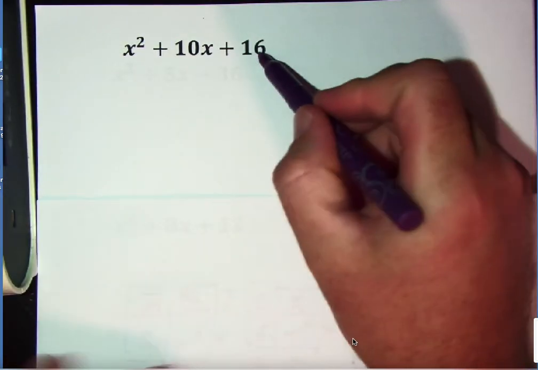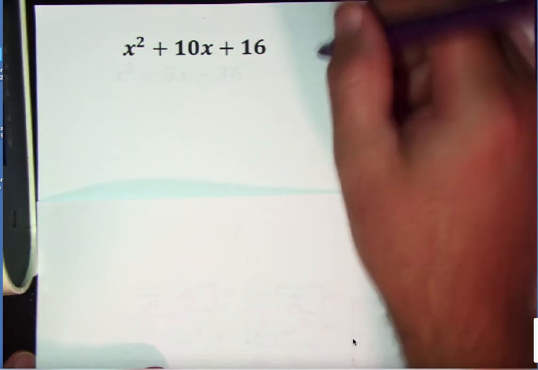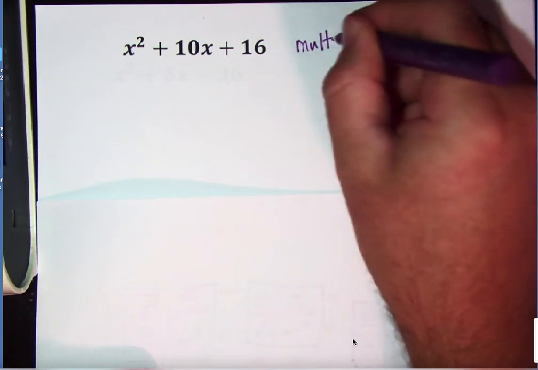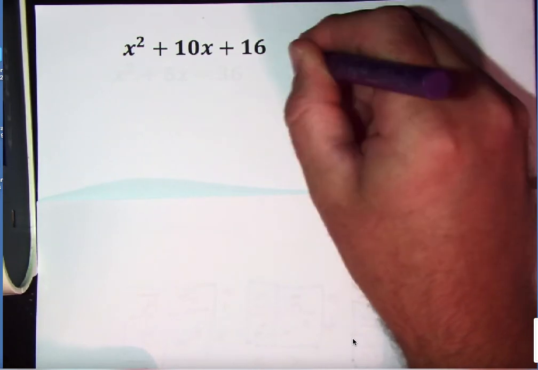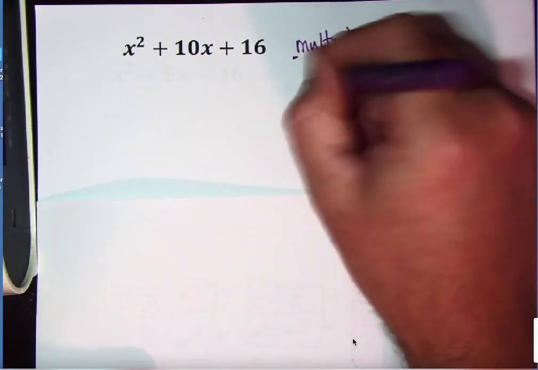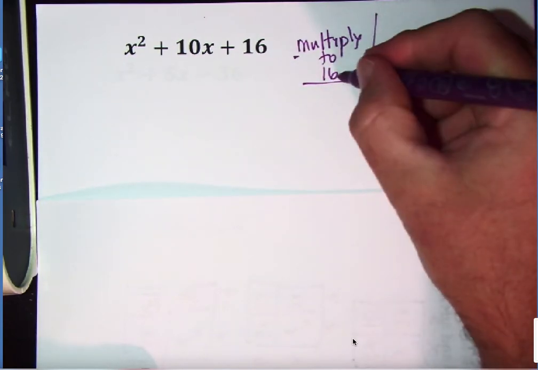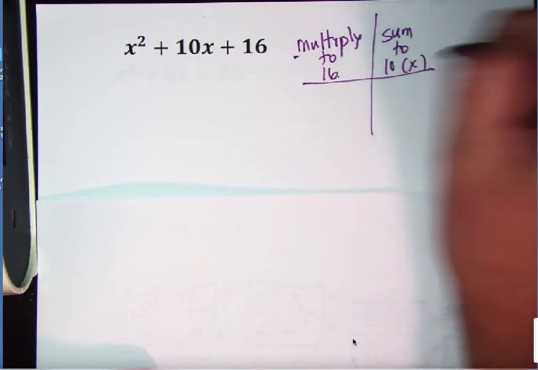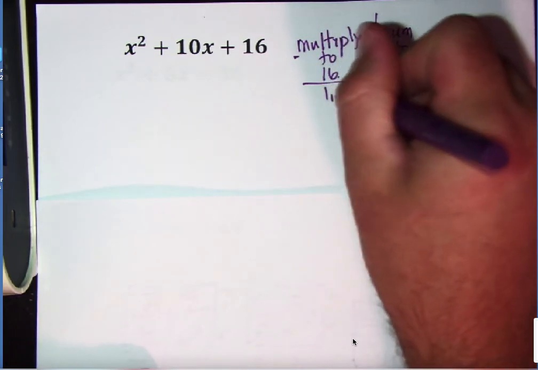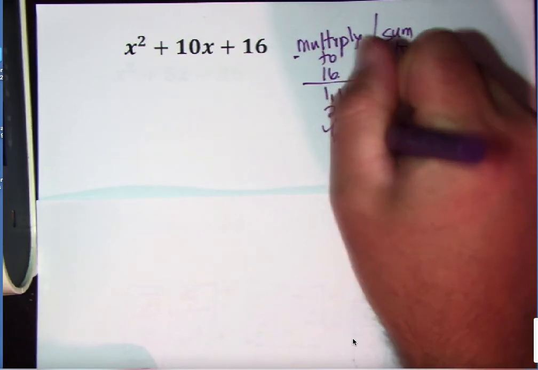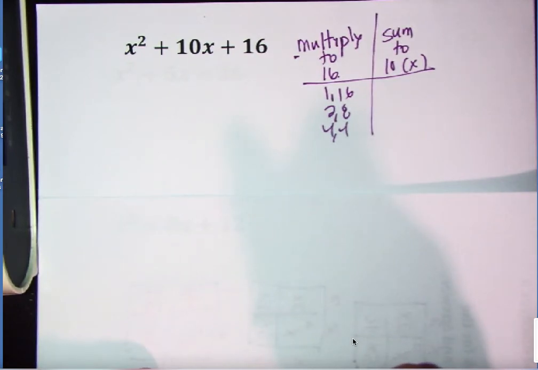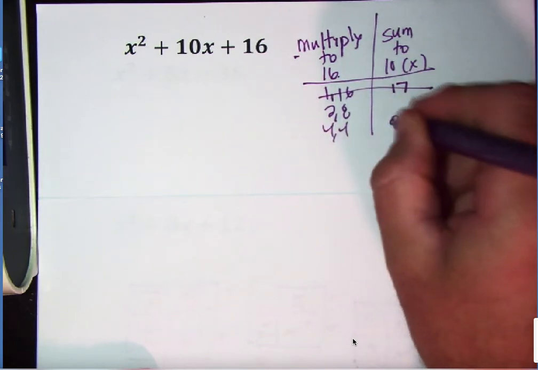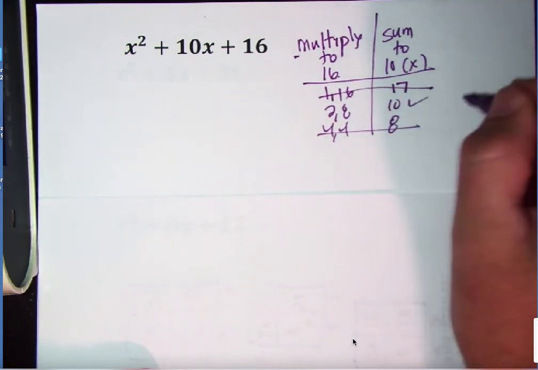Well, the 16 and 10 were made from the same two things. So we can make a little table. We just have to find two numbers that multiply to 16 and then also sum to 10 and get us the 10x. I'll just list them all. Any of those multiply to get 16 and add to 10? Not here. Not here. Oh, boom, we found it.